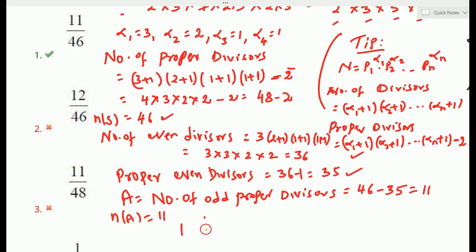Now we want the P of A. P of A is supported events n of A by total number of events n of S. N of A we got 11, by n of S is 46. So 11 by 46, clearly the first option is given. Clear? You have to know what the proper divisors shortcut method is, right? Now we'll move to the next question.